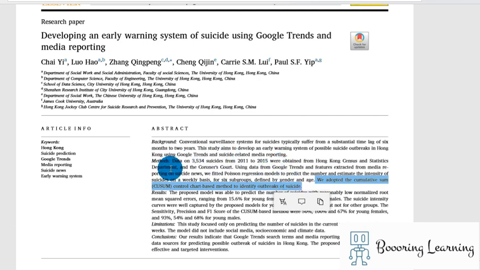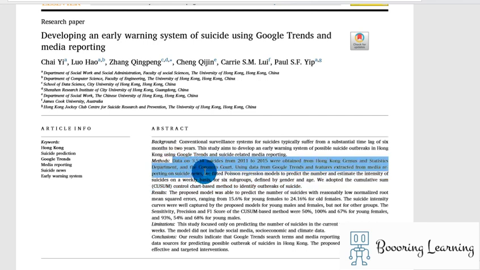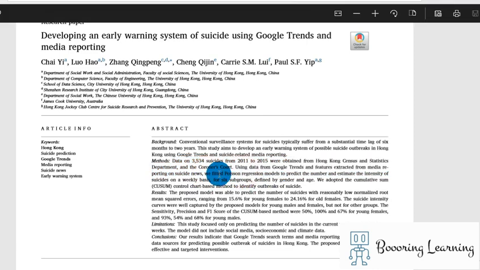So I think the most important part is the methodological part, and this part is similar in most of that type of studies. We fitted Poisson regression models. This regression model can be found in many statistical tools that you can directly apply, and you can also use R programming for applying Poisson regression models to predict the number and estimate the intensity of suicide on a weekly basis.